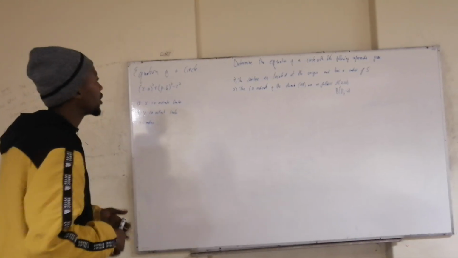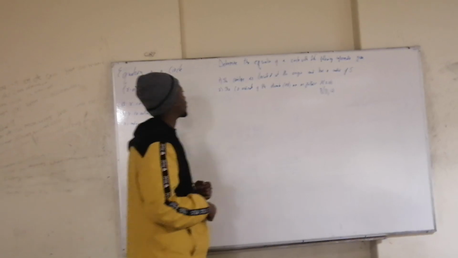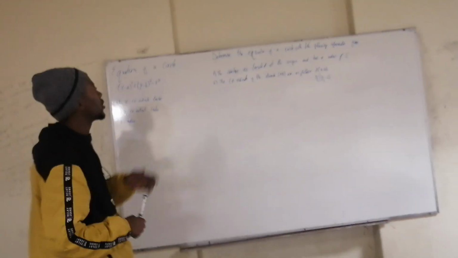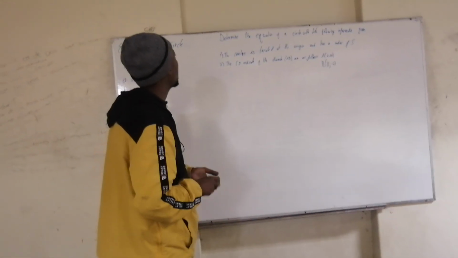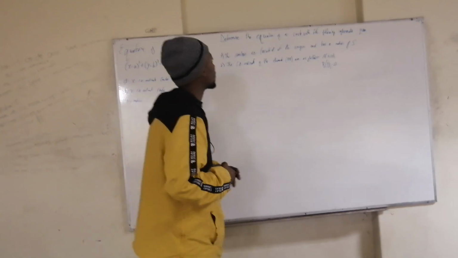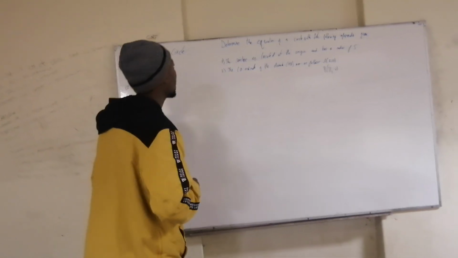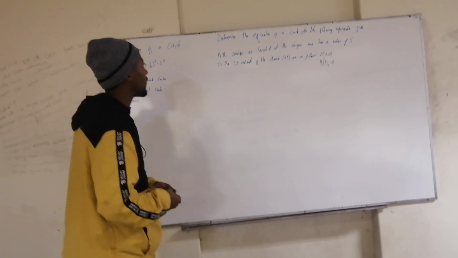Here we will be looking at some of the examples of what questions to expect when dealing with the circle, when dealing with analytical geometry. Here the question says determine the equation of a circle with the following information given. Number 1, the center is located at the origin and has a radius of 5.